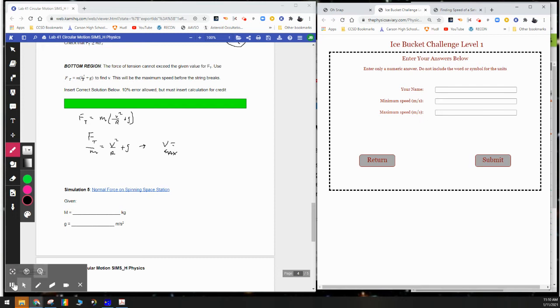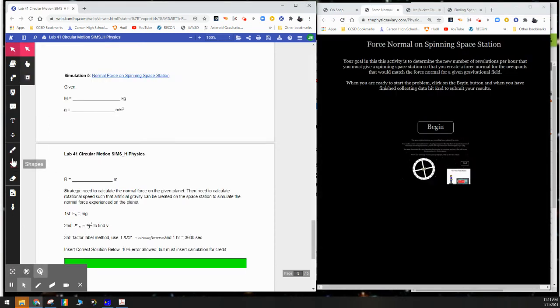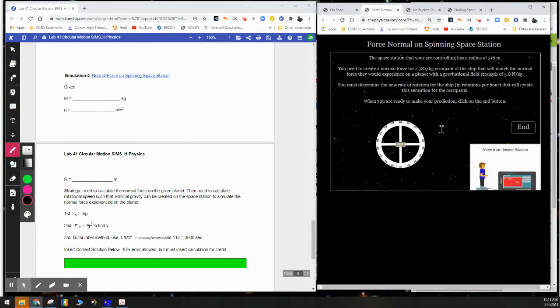All right, we'll hit pause here. Last problem here is going to be the normal force on a spinning space station. So go ahead and hit begin here. And here we have the space station, which is going in a circle, and we're going to try to simulate artificial gravity. Okay, and so we'll go ahead and read this here.